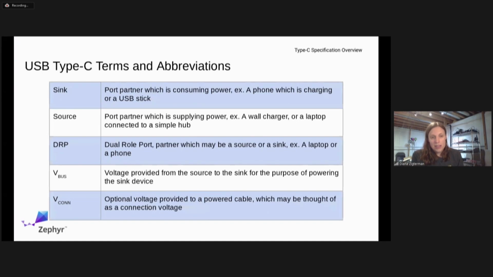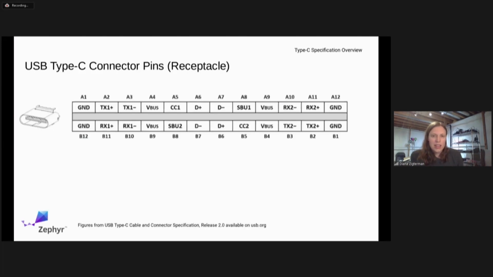And then we've got VBus. So VBus is going to be the voltage provided from the source to the sink to power the sink. That can range anywhere from 5 volts all the way up to 48 volts at this point. And then we also have a VCon, which will be very similarly named, but totally different. VCon will be an optional voltage you can provide to a powered cable. And you can think of it as a connection voltage to kind of help you keep it separate from VBus in your mind.